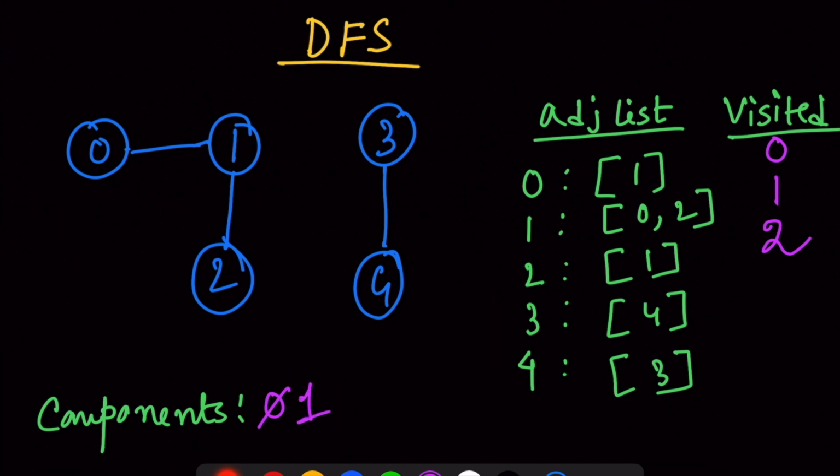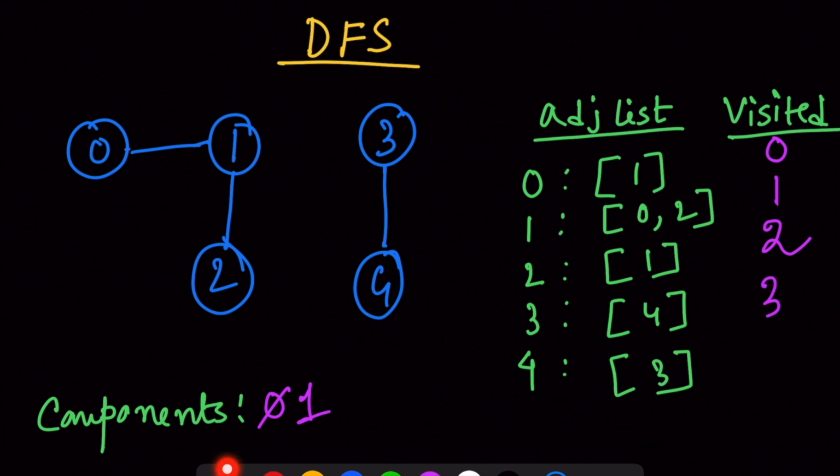Next, I will see if there is any other node. First we started from 0, we did DFS on that, then we'll consider 1, right? But we'll not run DFS on 1 because this is already in the visited set. 2 is also in the visited set, so we will not run DFS on that. We'll run DFS on 3 because this is not in the visited set. When we run DFS on 3, we'll check 3 has only one neighbor, that is 4. We'll run DFS on 4. Before that, we'll add 3 in our visited set.